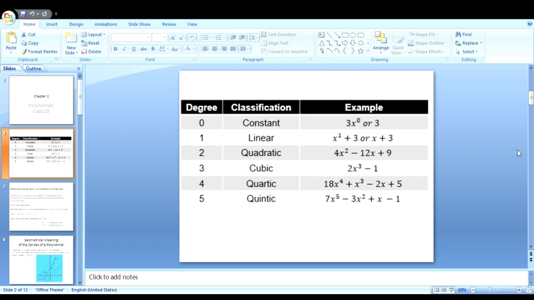We have learnt in class ninth about the different types of polynomials based on the degree of polynomials. Degree of a polynomial is nothing but the highest power of the variable. Here you can see when the degree of the polynomial is 0, it is called a constant polynomial. When it is 1, it's called linear. When it is 2, it's called quadratic. When it is 3, it's called cubic, and it is named accordingly. When it is 4, it is called quartic, and when it is 5, it is called quintic.